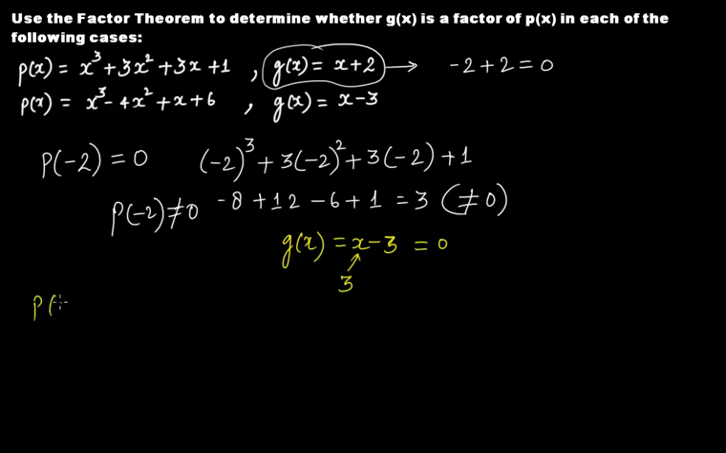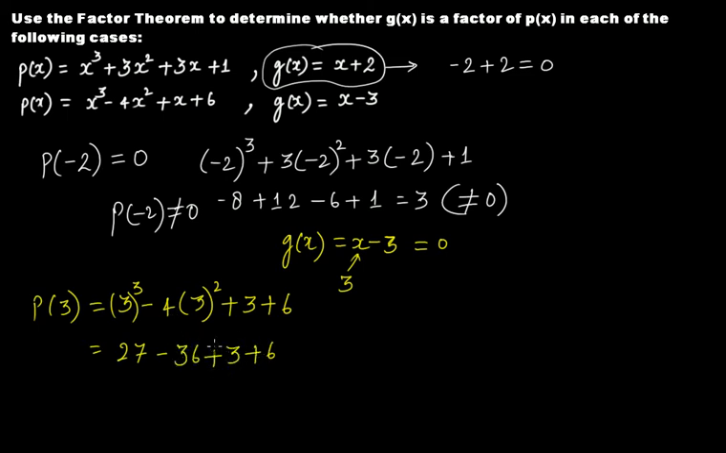Now find out p(3). So p(3) is 3 cubed minus 4 multiplied by 3 squared plus 3 plus 6. This gives you 27 minus 4 multiplied by 9. 4 multiplied by 9 is 36, plus 3 and plus 6. 27 minus 36 is minus 9, plus 3 is minus 6. Minus 6 plus 6 is equal to 0. Yes, p(3) is equal to 0. That's why x minus 3 is a factor of this polynomial p(x), that is equal to x cubed minus 4x squared plus x plus 6.